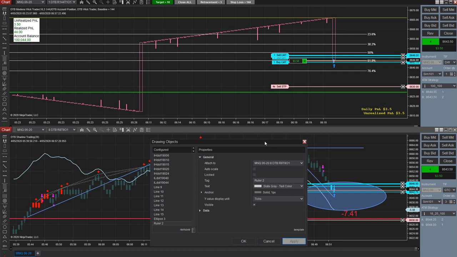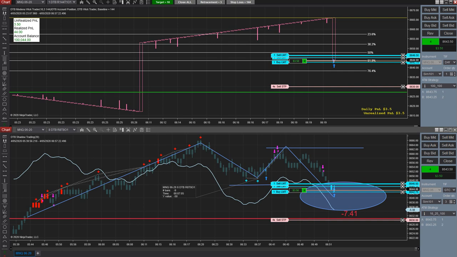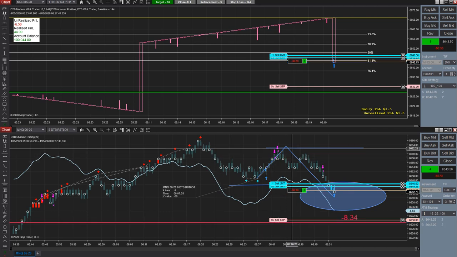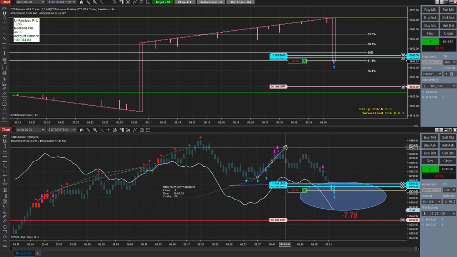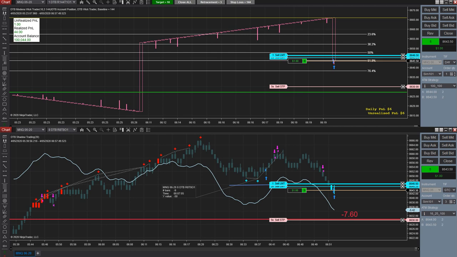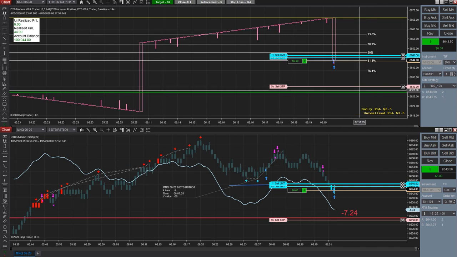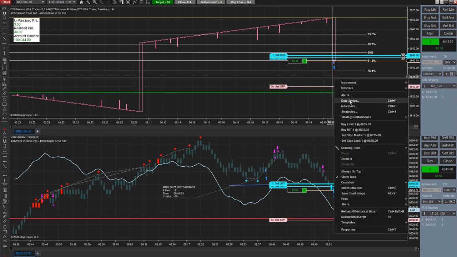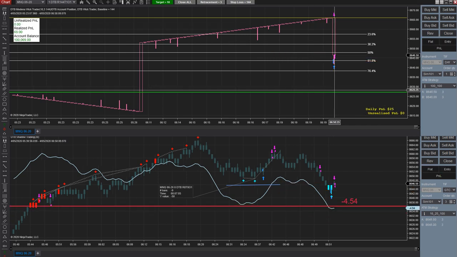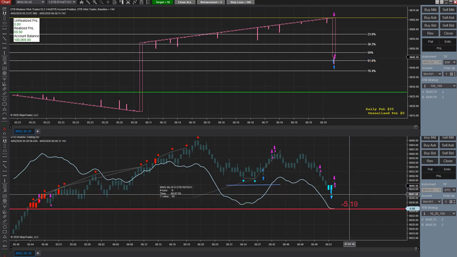Let's see. Okay, so let me remove these drawing objects. Okay, so I've got up to, we'll look at the settings again for the strategy, but I've got up to 5 entries per direction. Okay, there we go. So those 5 entries actually were all taken, and they hit their profits.